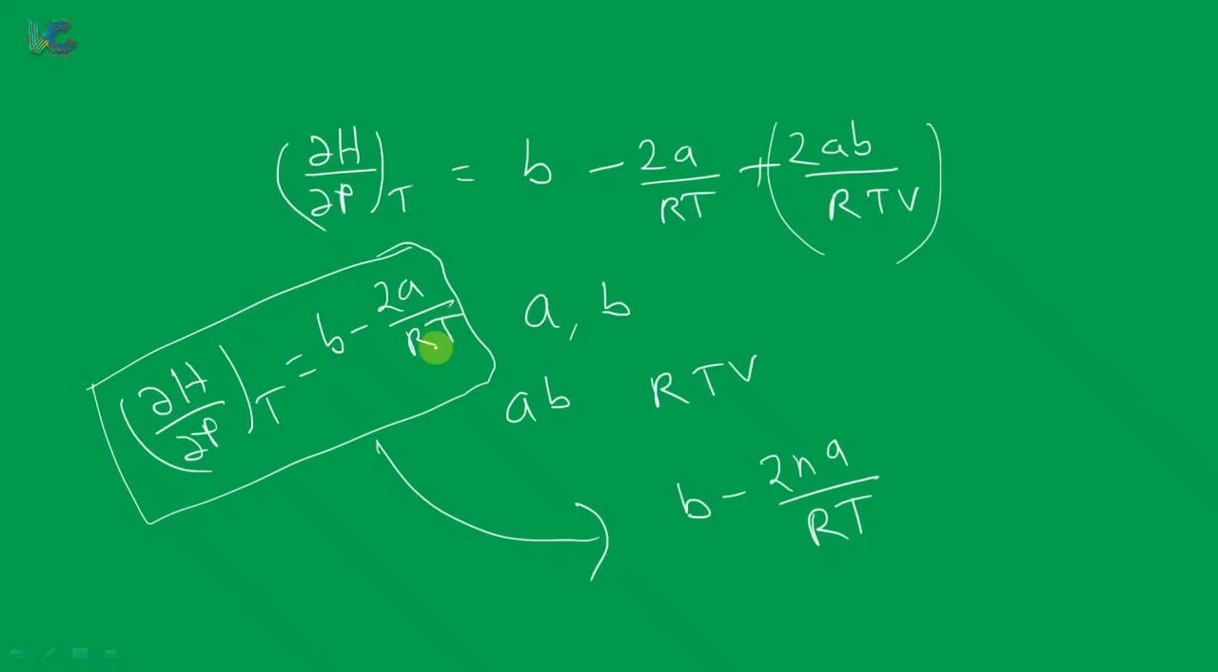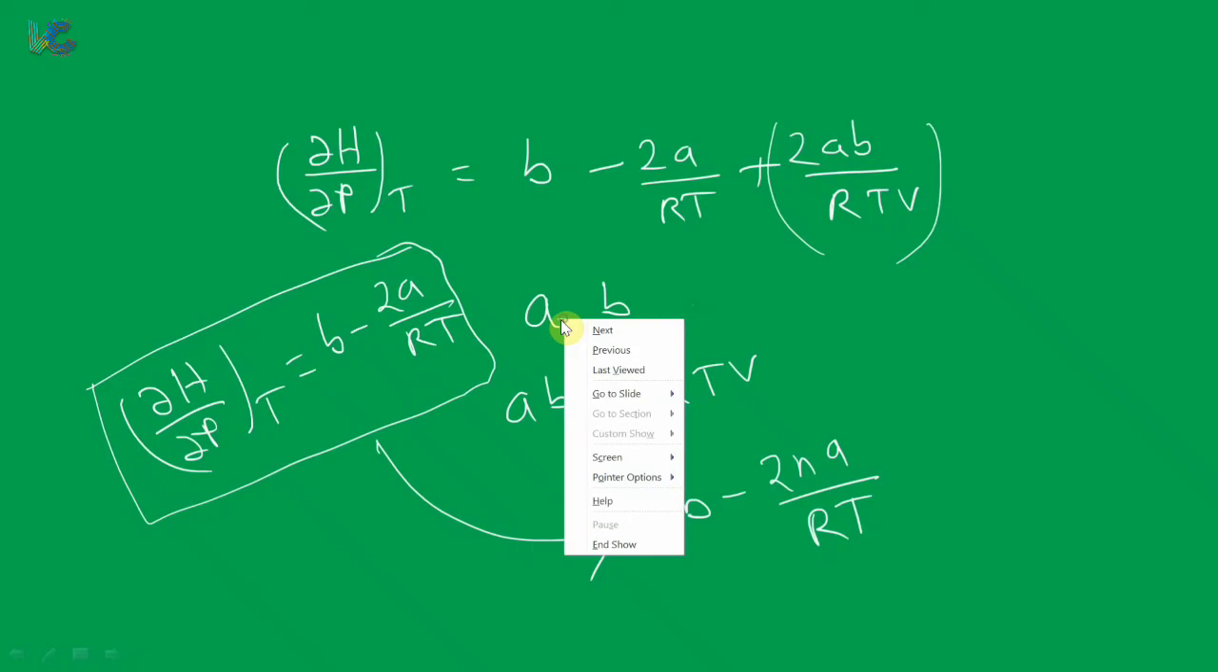But for those who are preparing for JAM, CSIR NET and GATE, the derivation probably is not that important. But still, if you want, then you can comment. Okay. But the end result will be this: for n mole of van der Waals gas, the value of del H del P at constant T is equal to B minus 2Na by RT. Now, if you follow the steps that I have said, then I hope that you will be able to get this result.